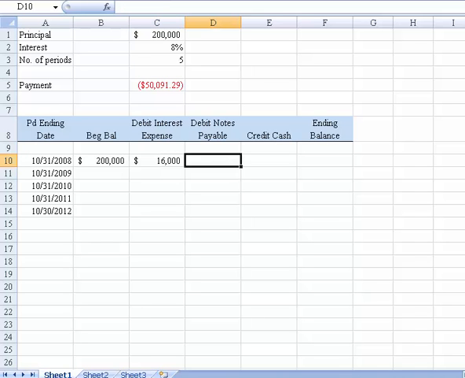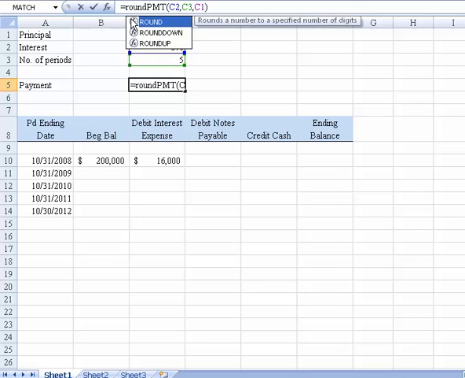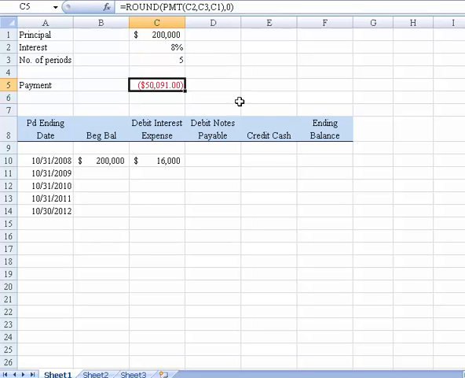Okay, so if we have payments of $50,091, we can take the payment. Oh, let me round this to a whole dollar now. So what I'm going to do is enter round around that formula, then a comma and a 0, and that will round it to whole dollars. Okay, so once we do that, I can kill the decimal places, and then I can say take the 5091. I'm using a minus sign because it's negative, and subtract $16,000, and that would be the amount of amortization of the $50,000 payment we're going to have each period.